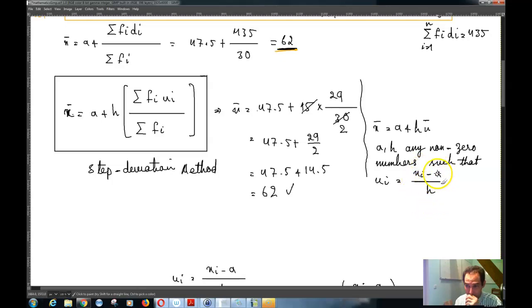Now a, of course, it doesn't make any sense to take a as zero, because then you want to subtract it from some other numbers to make your numbers smaller. So it makes no sense to take a as 0, and you cannot take h as 0, because otherwise you would not be able to divide, really.